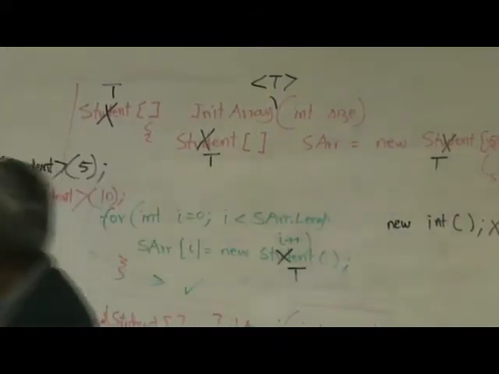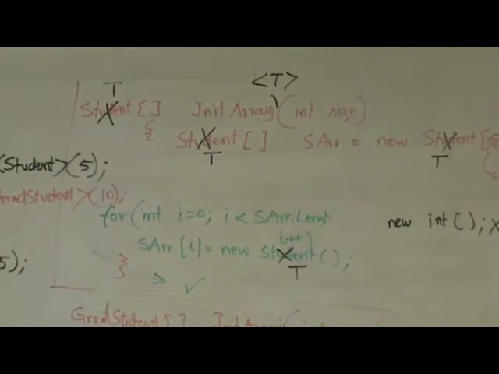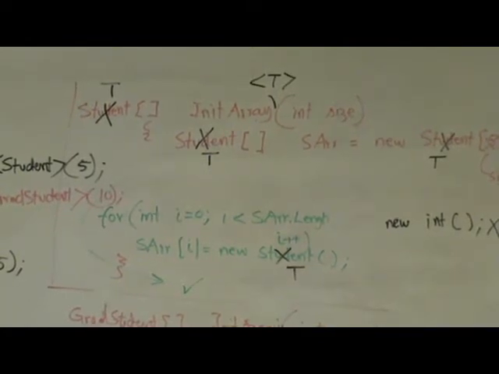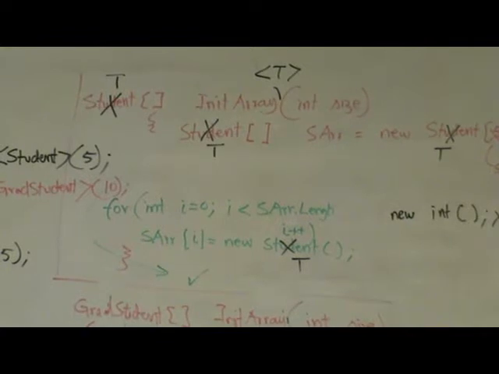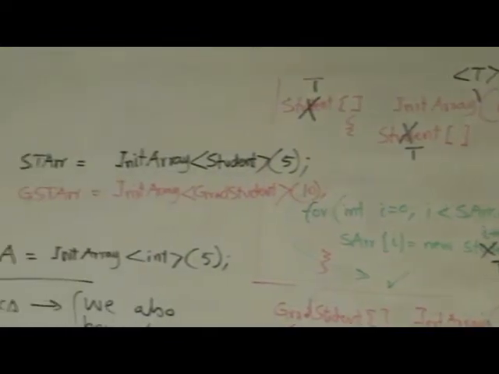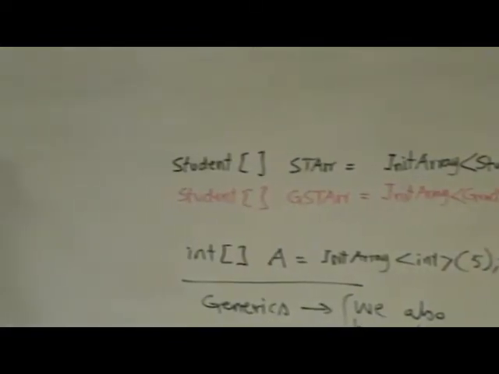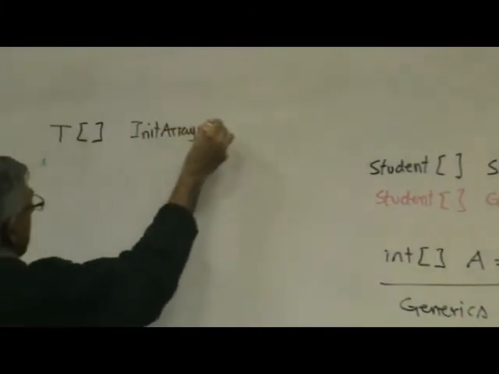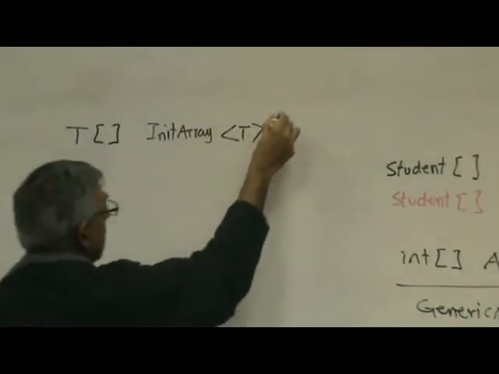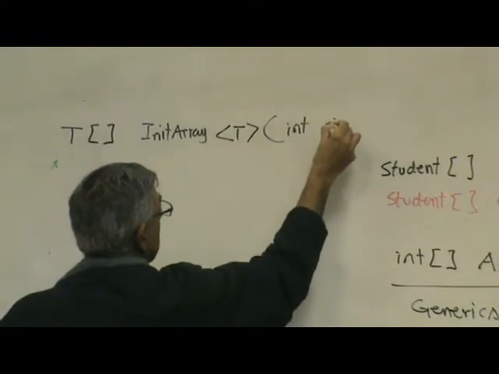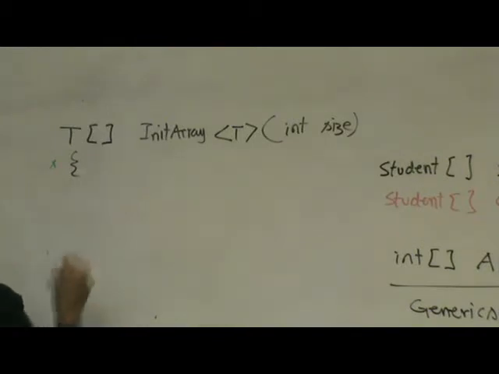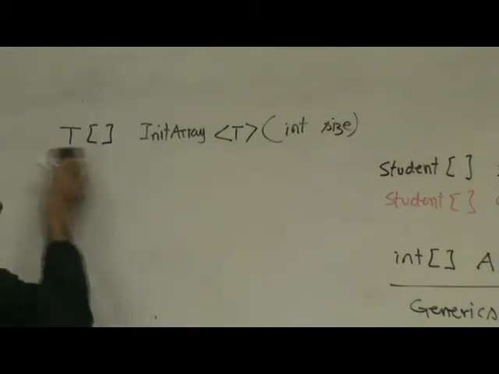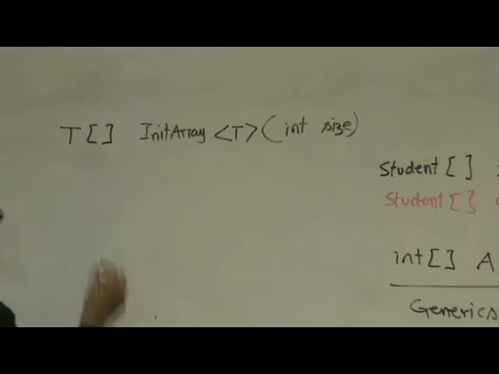So if I rewrite this properly, which will work if you go home and try it on a computer, the proper init array will look something like this. T init array. It's a generic type T in size. Okay, and then we will put a constraint before we write the actual code.